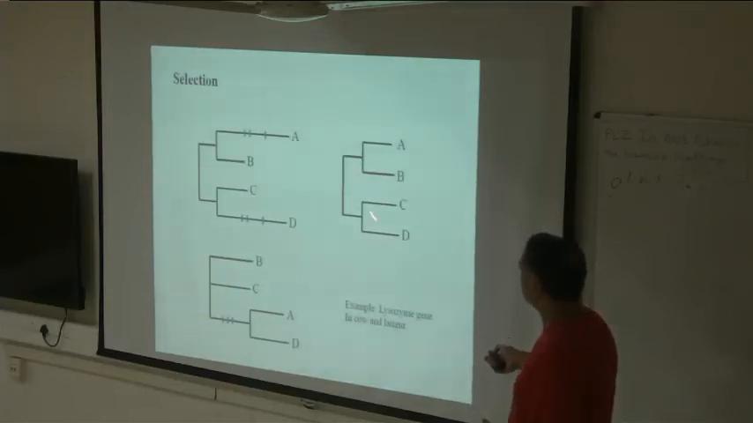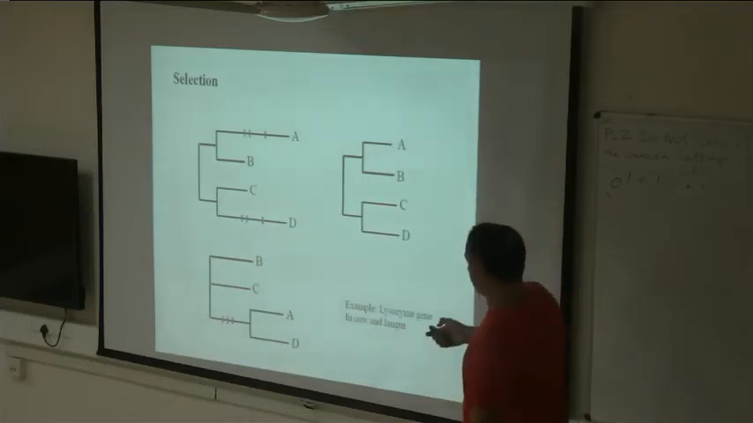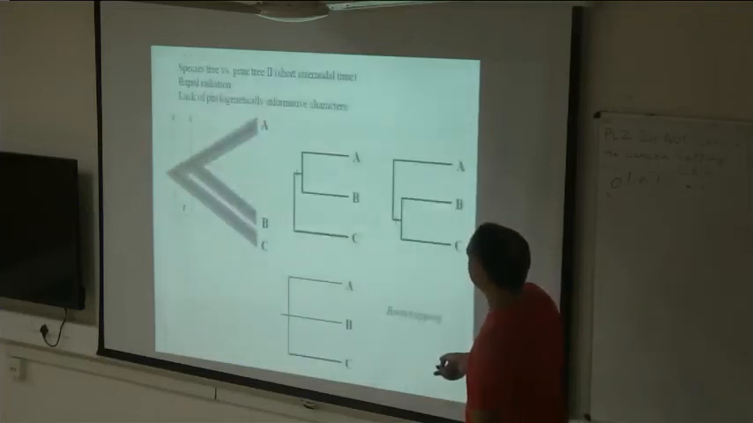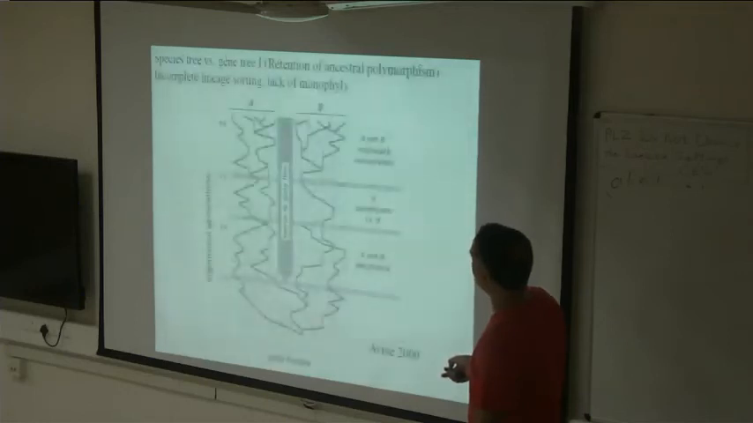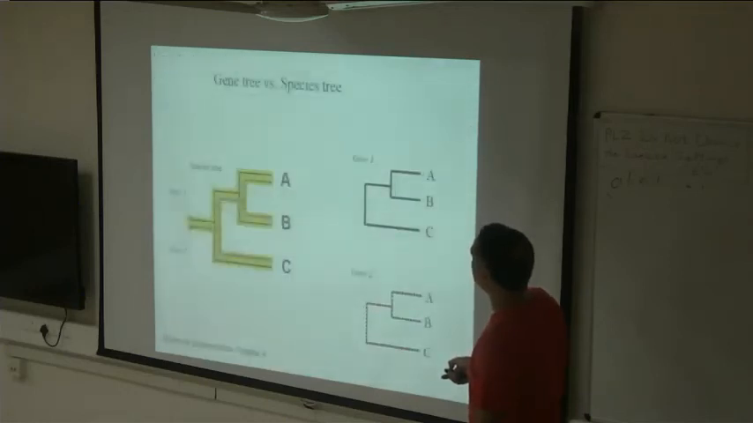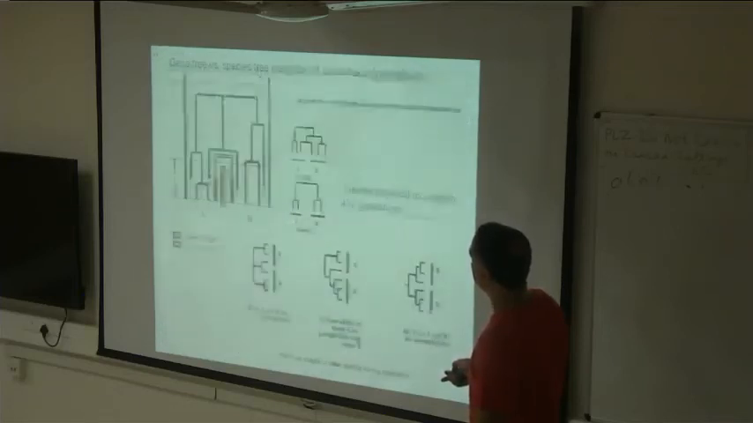Okay, so this is the actual tree topology. Most genes will give you that, but the genes that are under positive selection will give you something like this, right? Okay, any other reason one can think of why gene trees and species trees can be different? I think we have covered most of them.